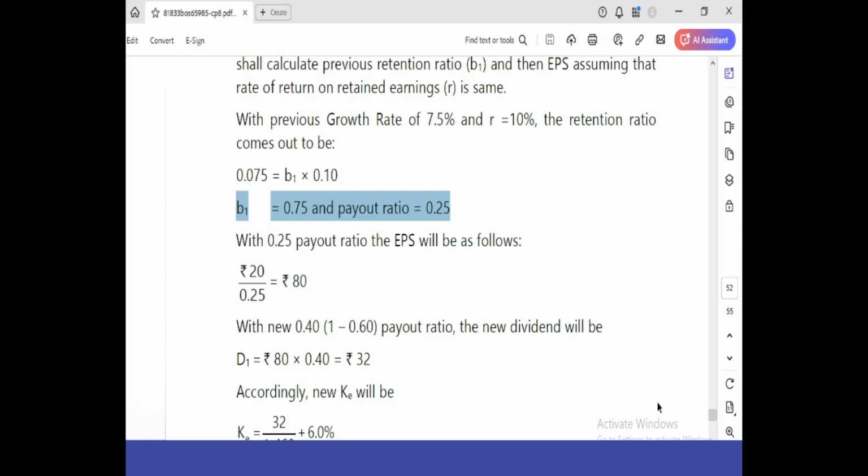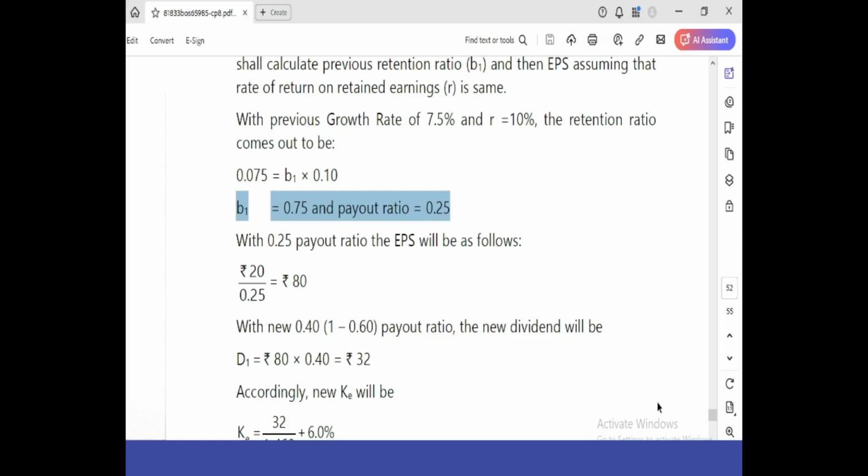Now what is 80 rupees into 40%? That is 32 rupees. This is the new retention and dividend payout: 40% payout, because 60% retention. Rupees 32 would have been the D naught had the company retained 60% and paid 40% last year.